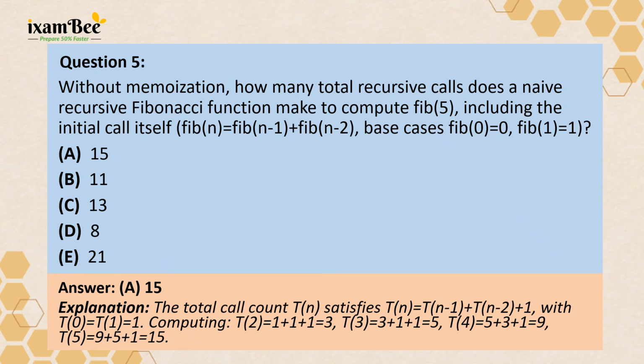T of 2 is 1 plus 1 plus 1, which is 3. T of 3 is 3 plus 1 plus 1, which is 5. T of 4 is 5 plus 3 plus 1, which is 9. And T of 5 is 9 plus 5 plus 1, which is 15. So computing fib of 5 makes a total of 15 recursive calls. Hence here the answer is option A, which is 15.